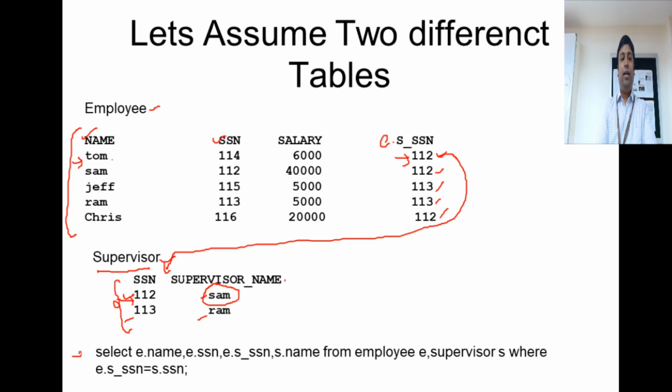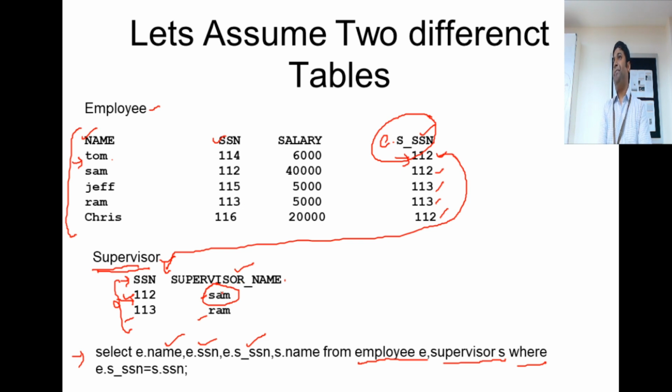So you take a look at the query here. Select e.name, e.ssn, e.supervisor SSN, and then supervisor.name from the supervisor table. So you are going to take from two tables, employee E and supervisor S. On what condition? Where E.supervisor SSN should be equal to S.SSN. At least is this clear? Very simple Equi Join. When you have it in two different tables, that's how you are going to write the query.